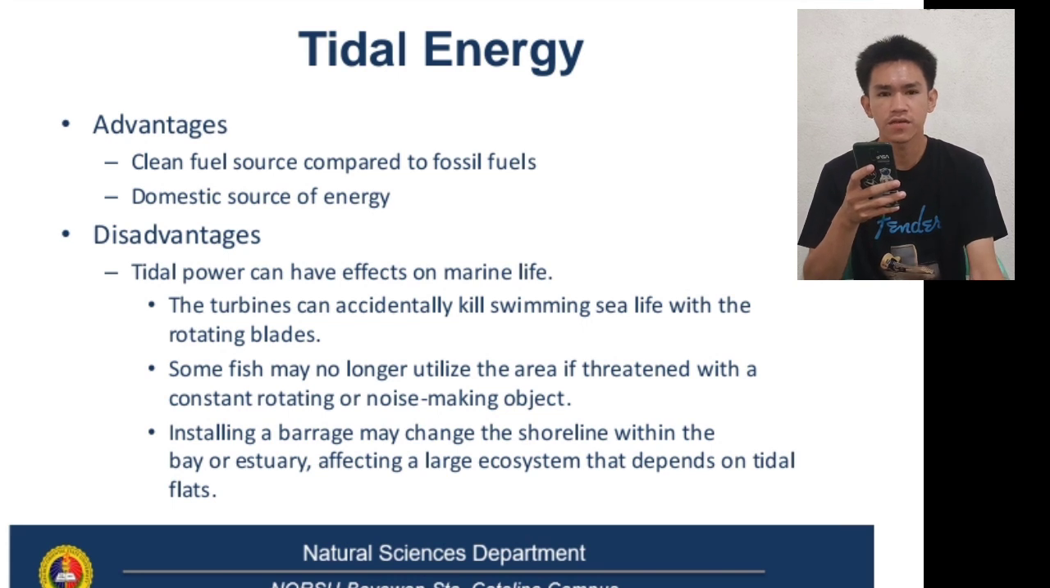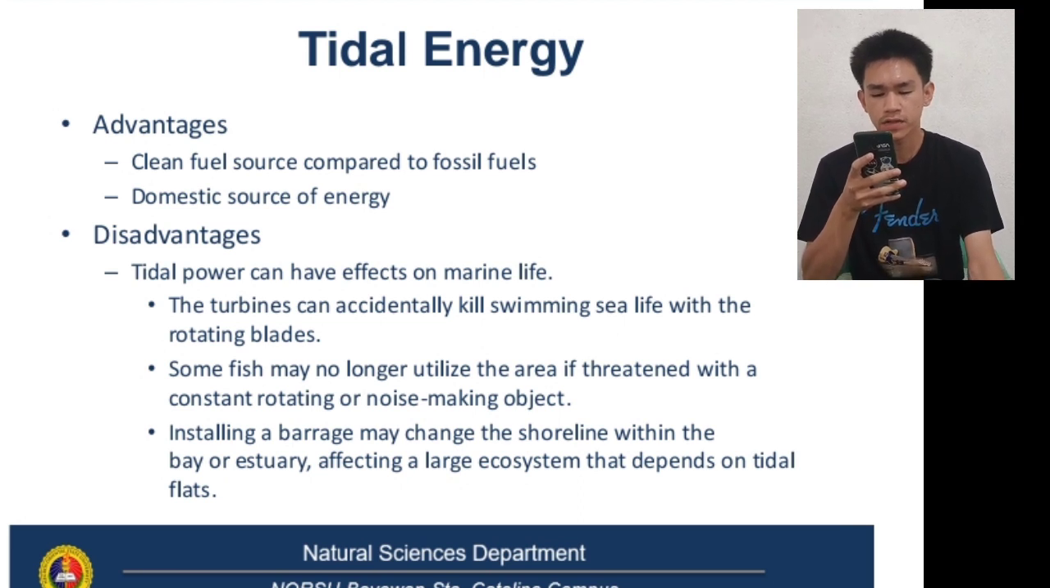Advantages and disadvantages of tidal energy. Advantages: clean fuel source compared to fossil fuels. Clean fuel sources are those that produce fewer greenhouse gas emissions and pollutants compared to fossil fuels like coal, oil, and natural gas. Examples of clean fuels include renewable sources like solar, wind, hydroelectric, geothermal, and biomass energy.